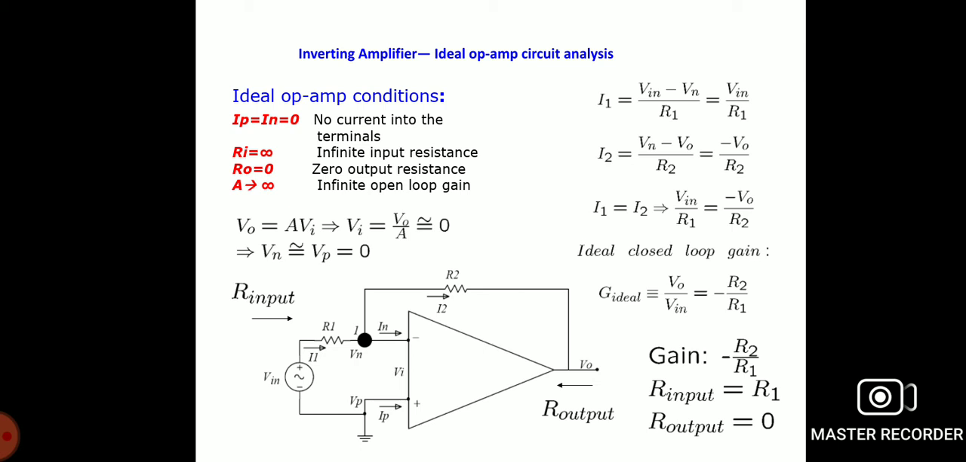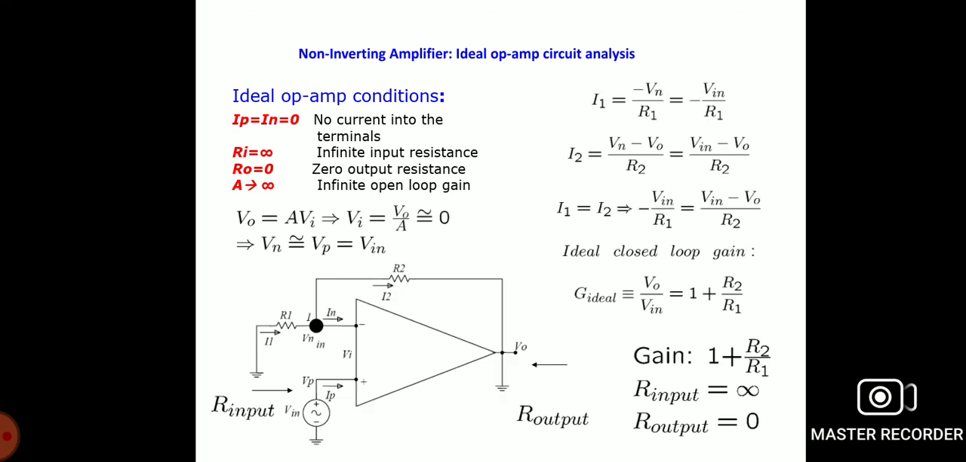And then the non-inverting amplifier, ideal operational amplifier circuit. Here the same condition of the ideal closed loop gain applies. So the gain equals 1 plus R2 divided by R1. The input resistance is infinity, and also the output resistance is 0.